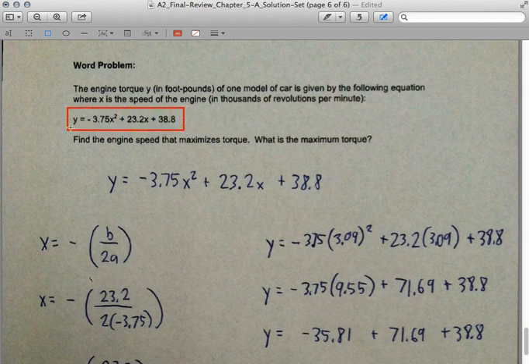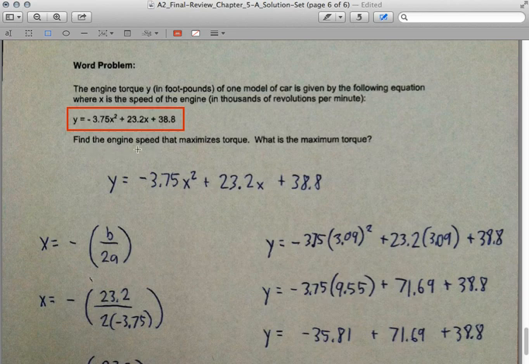The output torque equals -3.75x² + 23.2x + 38.8. Again, this is in y = ax² + bx + c. It's just that our coefficients are a little more complicated than simple whole positive numbers. Find the engine speed that maximizes torque.